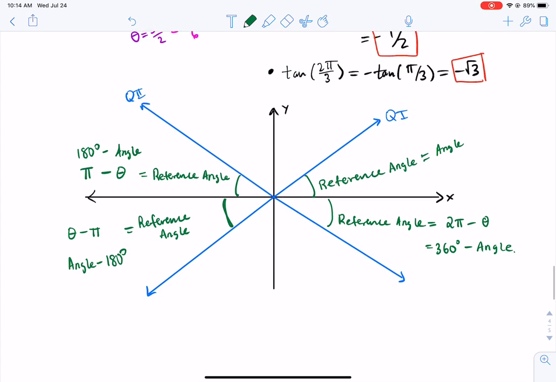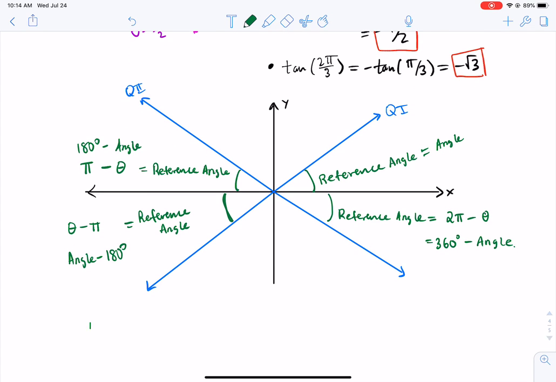Just to make it clear, this reference angle is always going to be between 0 and pi over 2. It could be 0 if the angle is 0 itself. It could be pi over 2 if the angle is pi over 2 itself, right? So just keep those in mind.